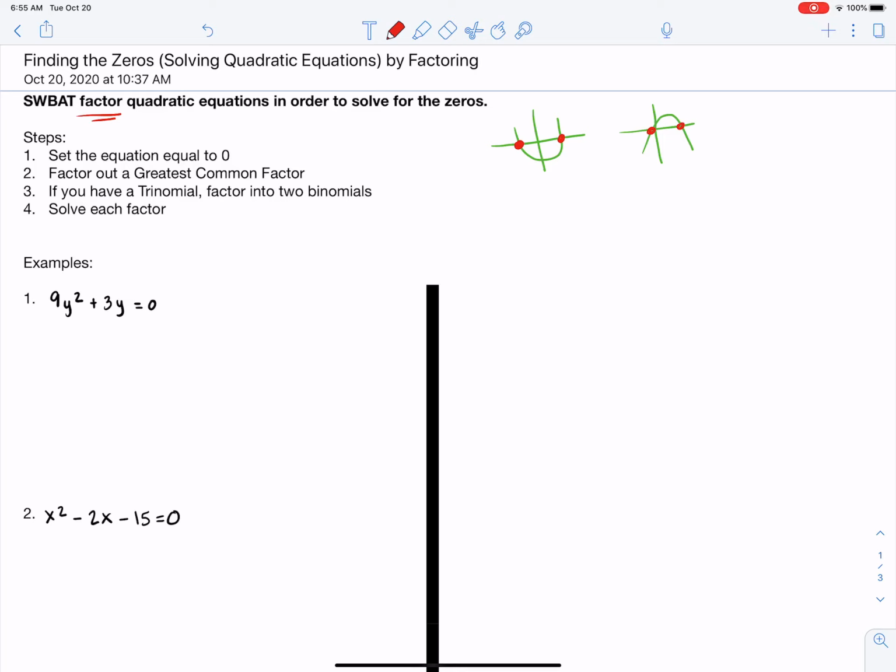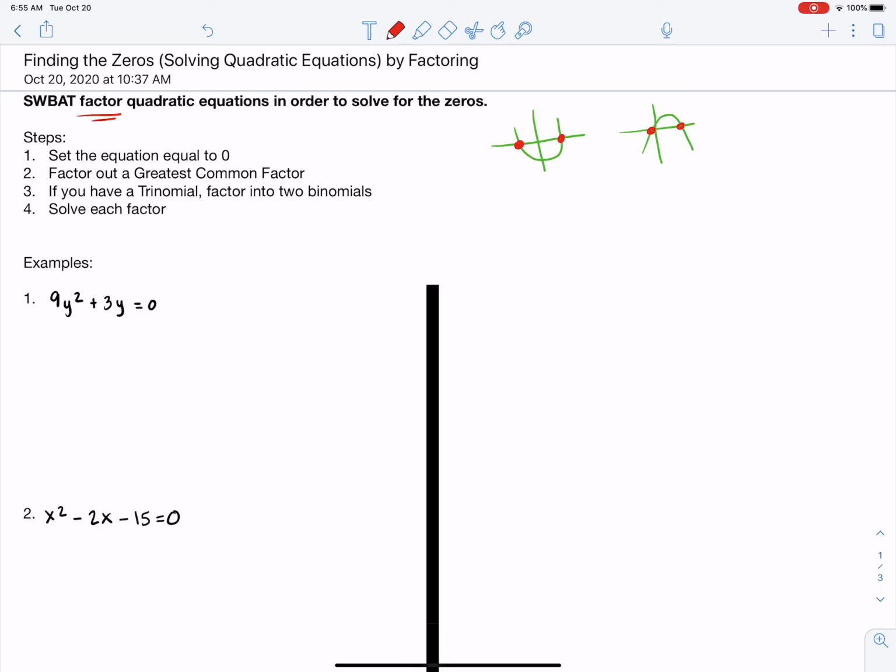Okay, so here's your steps. First, we're going to set the equation equal to 0. Then we're going to factor out the greatest common factor, if there is one. There isn't always a greatest common factor. Then, if you have a trinomial, so you have 3 pieces, you're going to factor into 2 binomials. And then we're going to solve each factor.